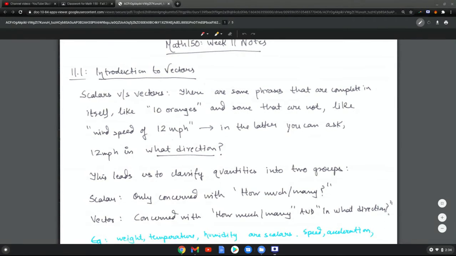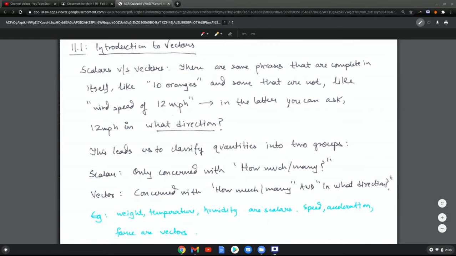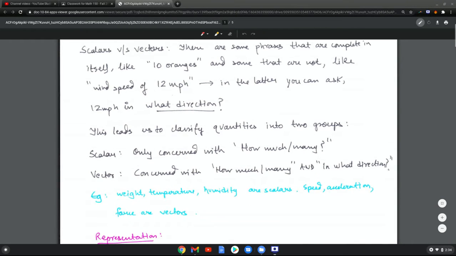Introduction, scalars versus vectors. Now, there are some phrases that are complete in itself, like if I say 10 oranges, then you know what I'm talking about. But some are not complete in themselves. For example, if I say wind speed of 12 miles per hour, you can still ask in what direction, meaning that the information of how fast the wind is going is not enough because you also want to know what direction it is going in.